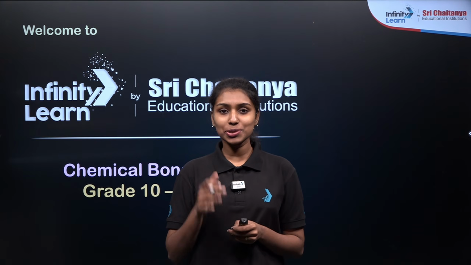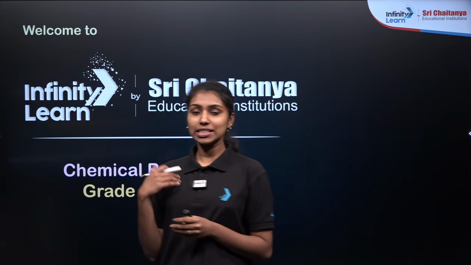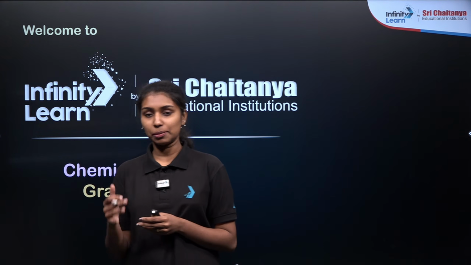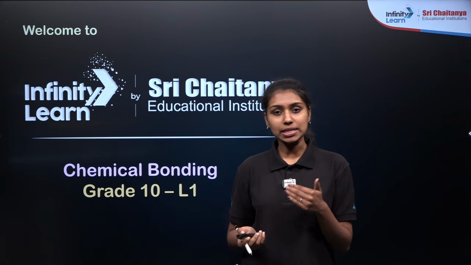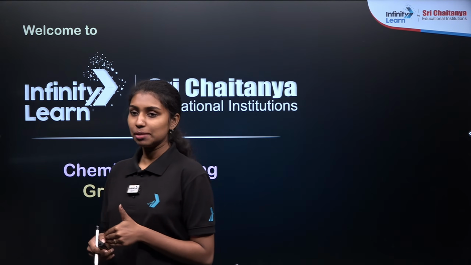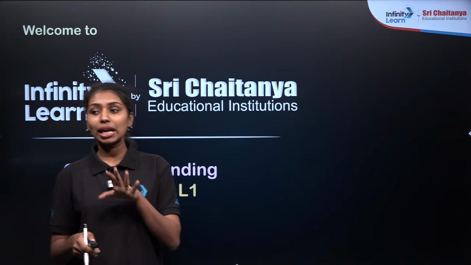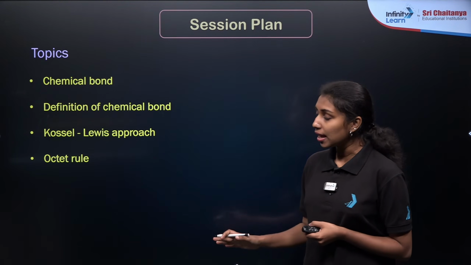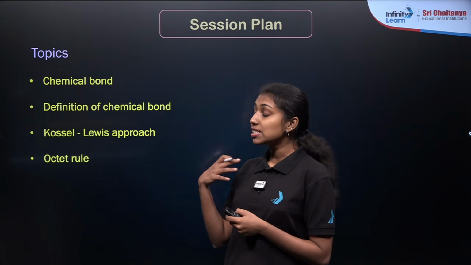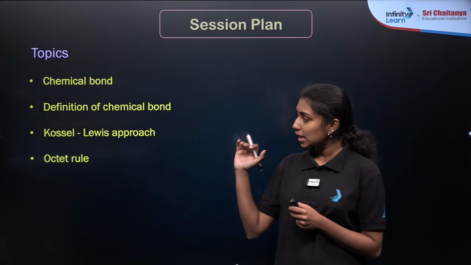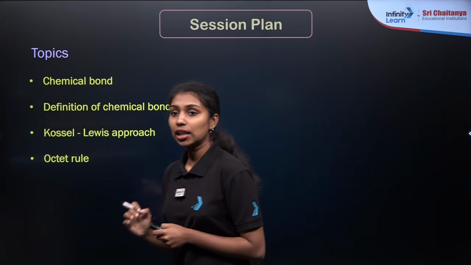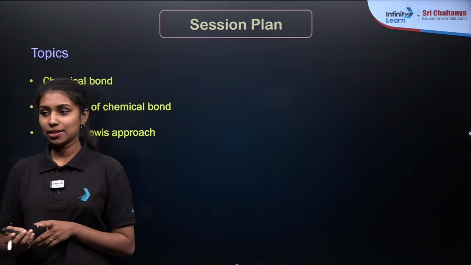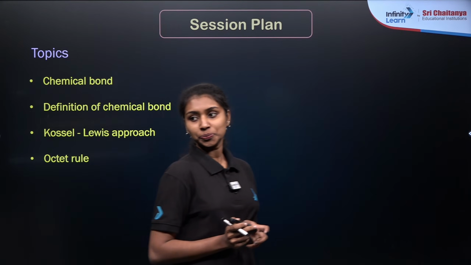So we are moving to our new chapter, chemical bonding. This is a new chapter which is not from our CBSE syllabus, which is going to be discussed in detail in the grade 11 classes, but I'm just giving a brief idea about the chemical bonding chapter. These are the important topics we are going to cover in this class. What do you mean by chemical bonding? What is the definition of chemical bonding? Then we will be seeing about the Kossel and Lewis approach and the Lewis octet rule. So let's quickly start our session.